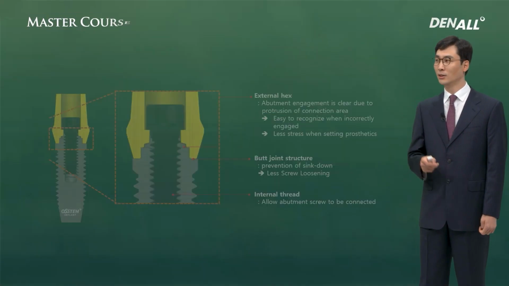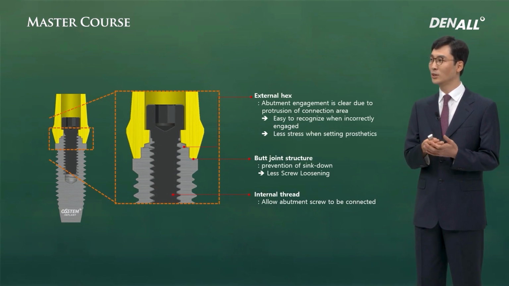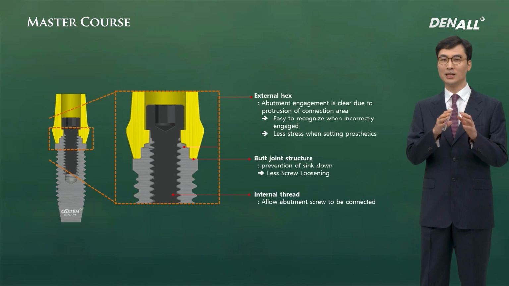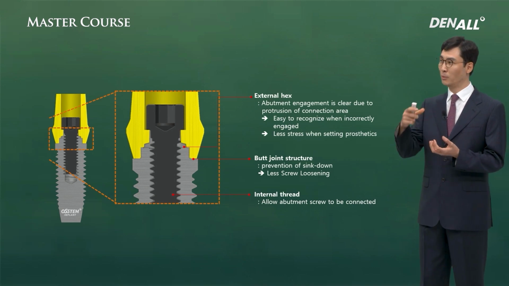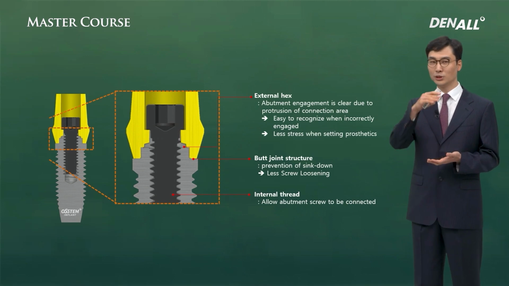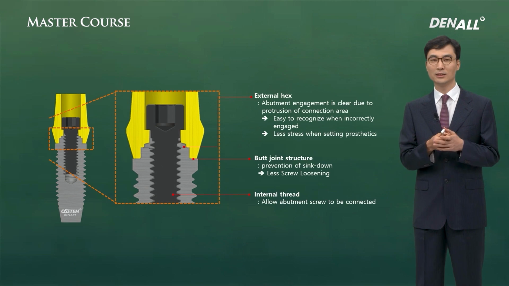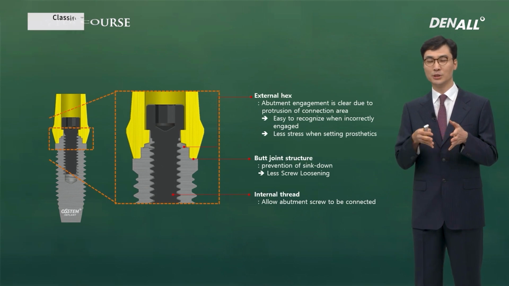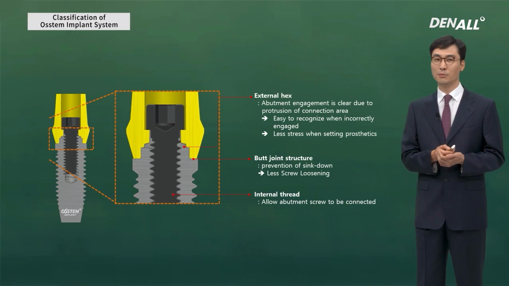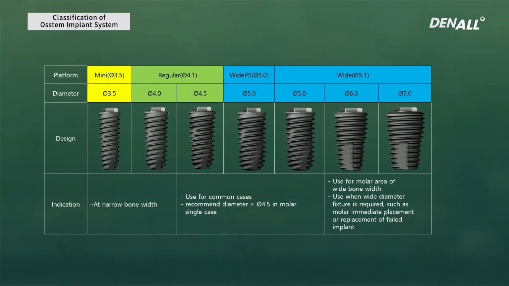Next, US implant, external type implant. The external type is different from internal type. It is not going into the implant, so the abutment is connected on the outside. It is a butt joint, so the internal problem of sink down over time does not occur with this type. It is a butt joint, so abutment and implant connection can be checked easily.